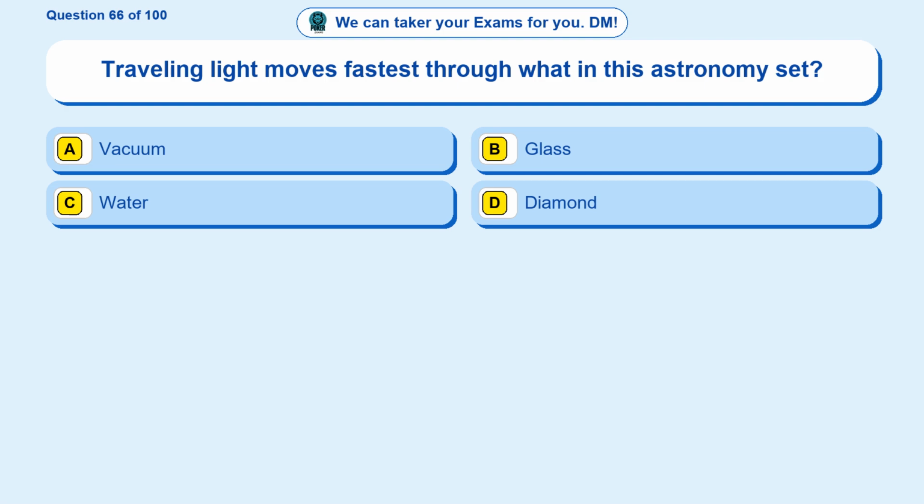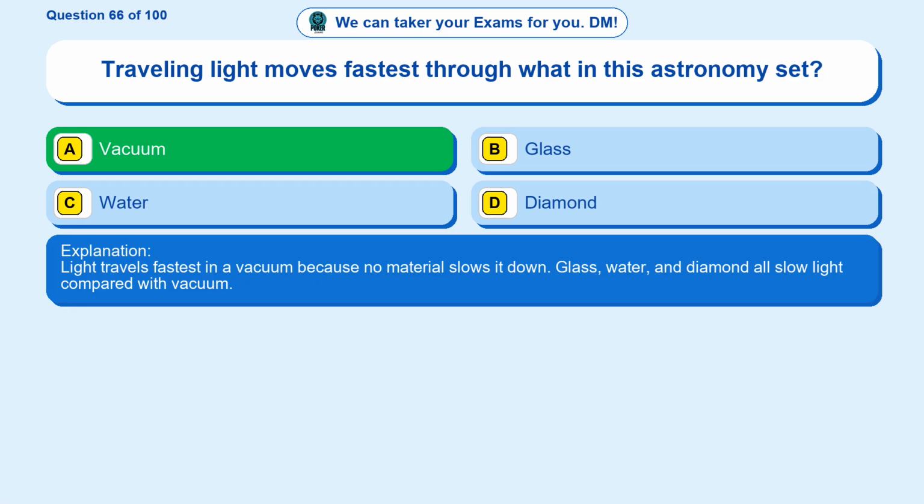Question 66. Traveling light moves fastest through what in this astronomy set? Option A, vacuum. Option B, glass. Option C, water. Option D, diamond. The correct answer is option A. Vacuum. Light travels fastest in a vacuum because no material slows it down. Glass, water, and diamond all slow light compared with vacuum.